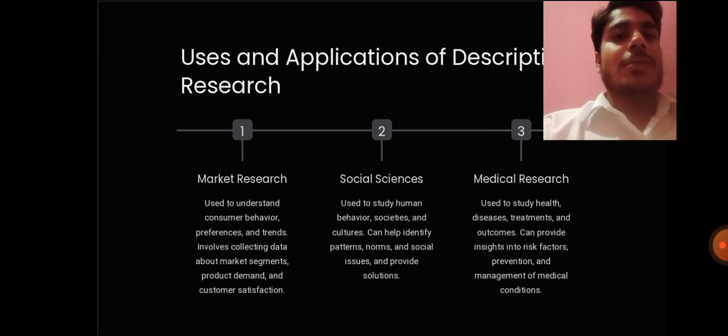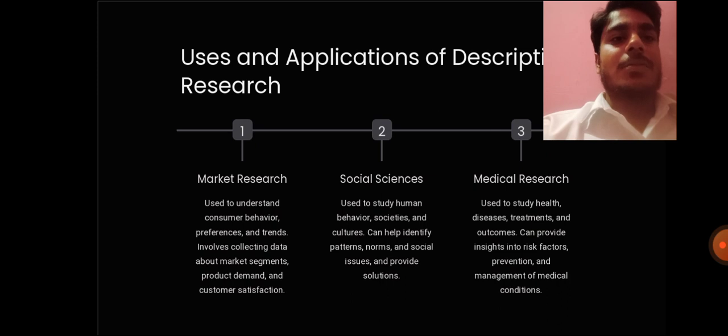After that, we are going to discuss uses and applications of descriptive research. The uses are marketing research, social sciences, and medical research. Under marketing research, we are going to discuss understanding consumer behavior, preferences, and trends, which involves collecting data about market segments.